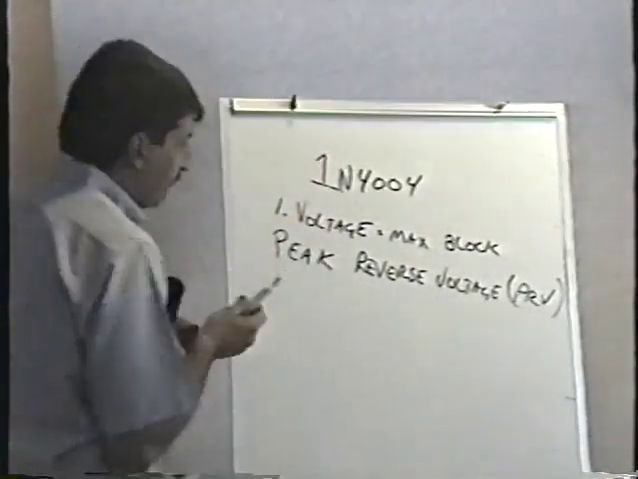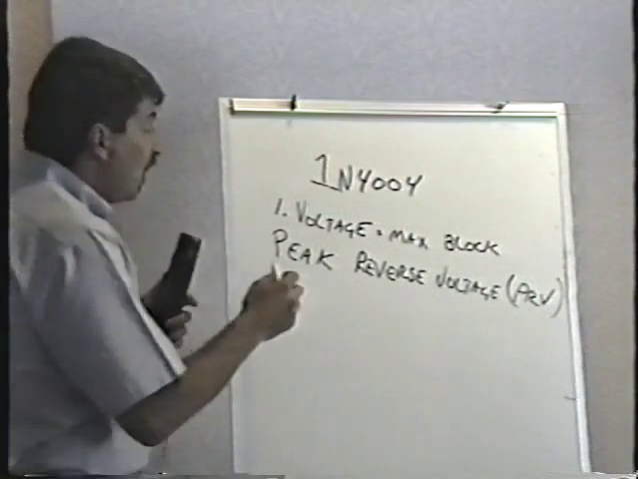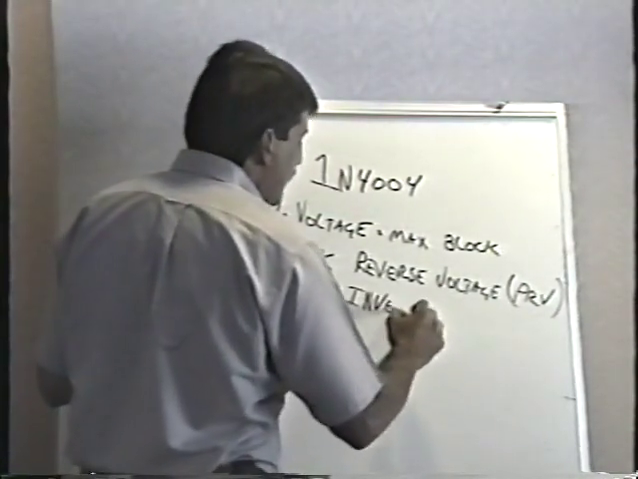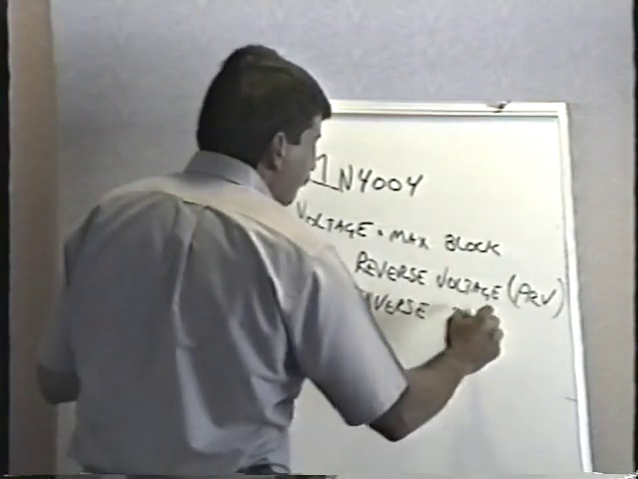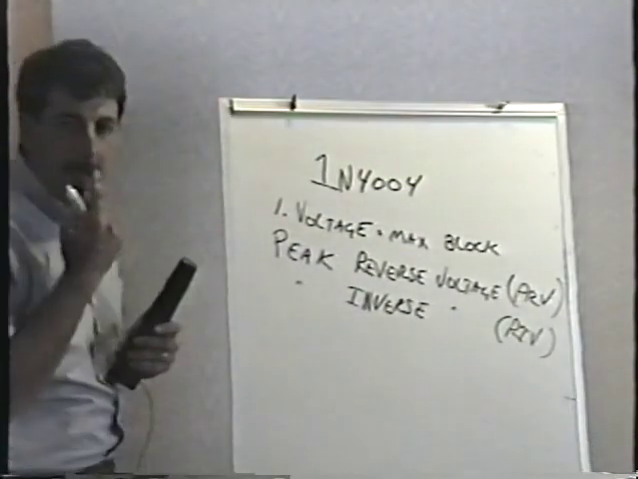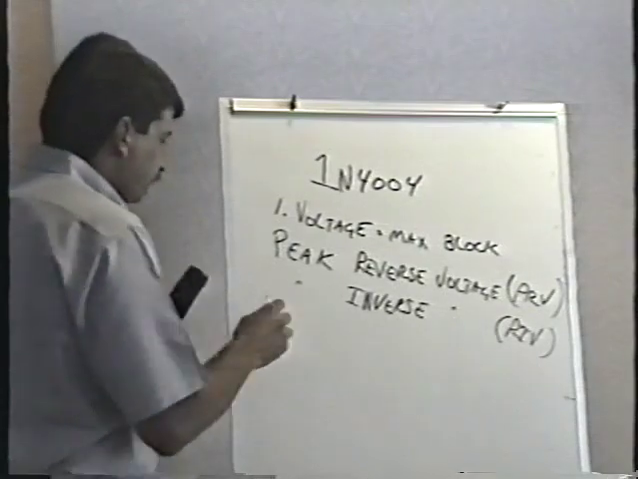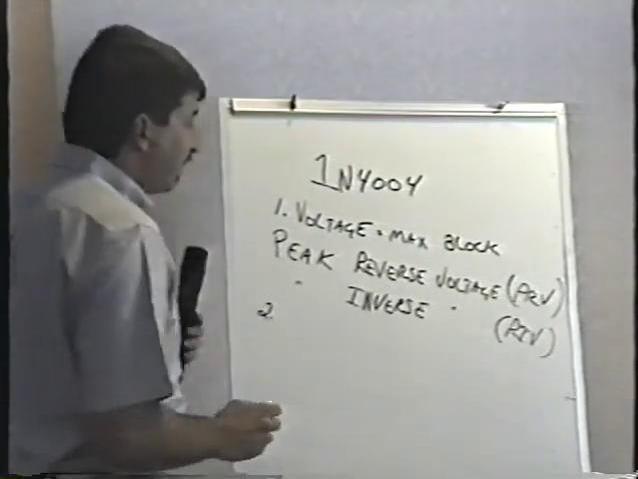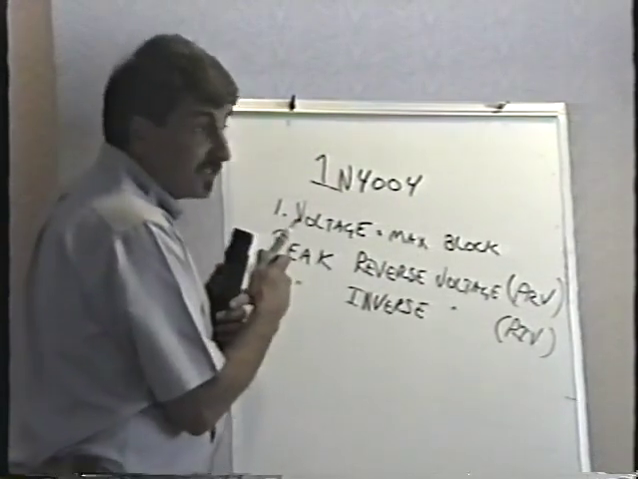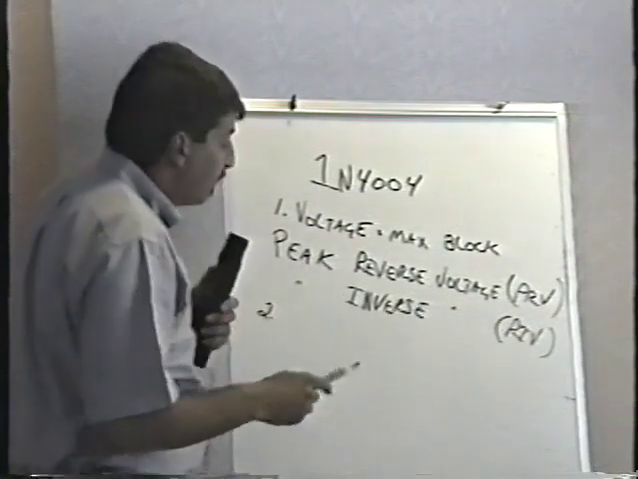So, the voltage rating of a diode is the maximum it can block, also referred to as the peak inverse voltage. Means exactly the same thing. It'll either be PRV or PIV. Means exactly the same thing. It's simply the voltage rating of the diode. The voltage rating of a diode is just like the voltage rating of a capacitor. It's the maximum amount that it can handle. It's not how much it puts out, it's the maximum it can handle.